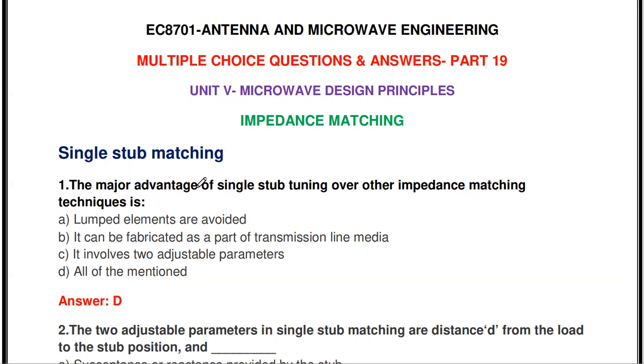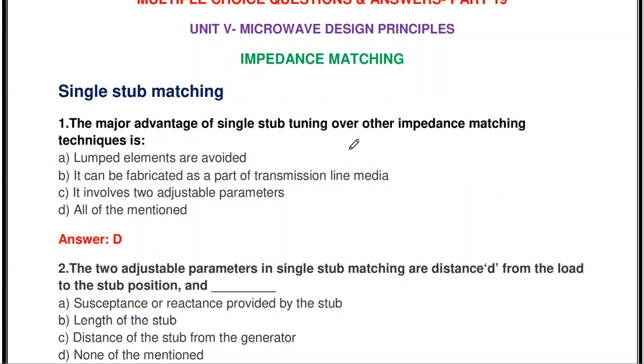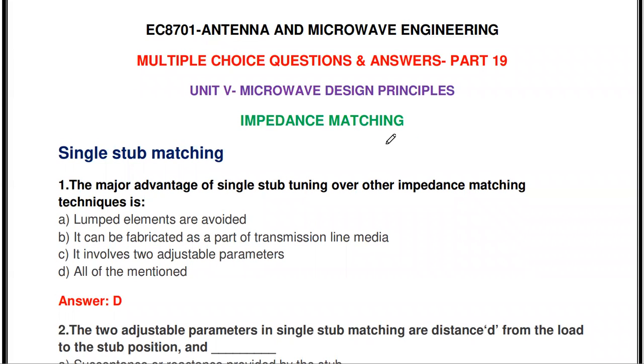Here you see the first question: the major advantage of single stub tuning over other impedance matching techniques is dash. In the impedance matching of a transmission line, there are many methods. We can use a stub. There are two types of stub: single stub matching and double stub matching. In single stub, there is a shunt stub and a series stub. Then one more impedance matching is the quarter wave transformer. These are all the different techniques to match the impedance of a transmission line to the load.